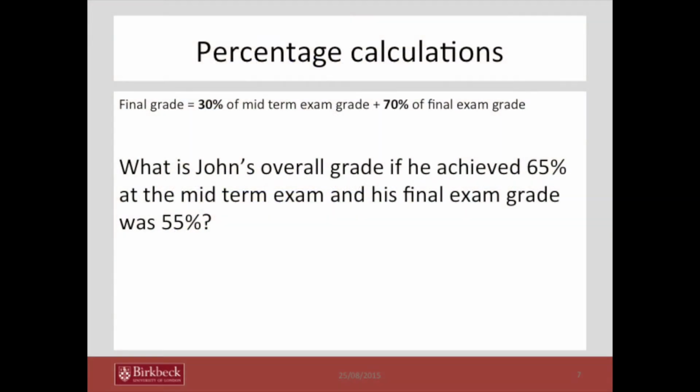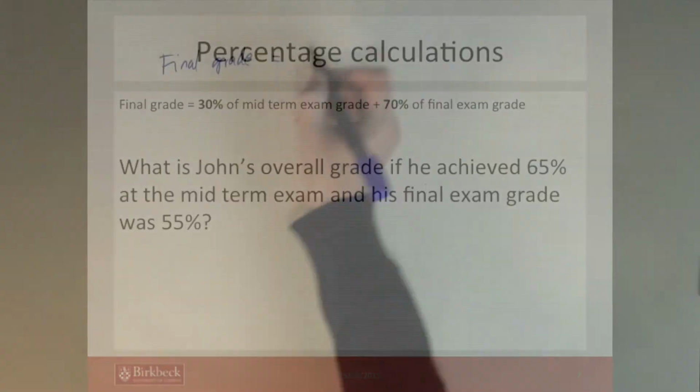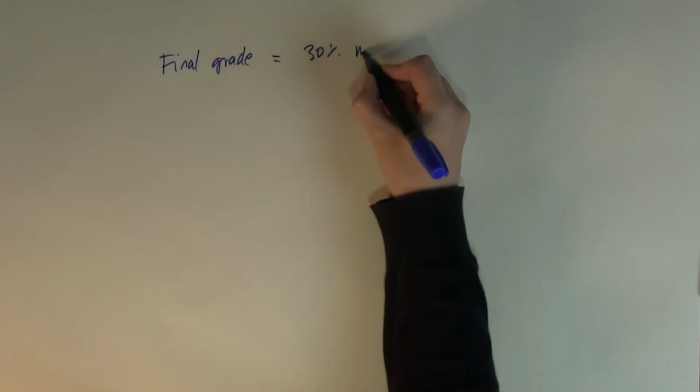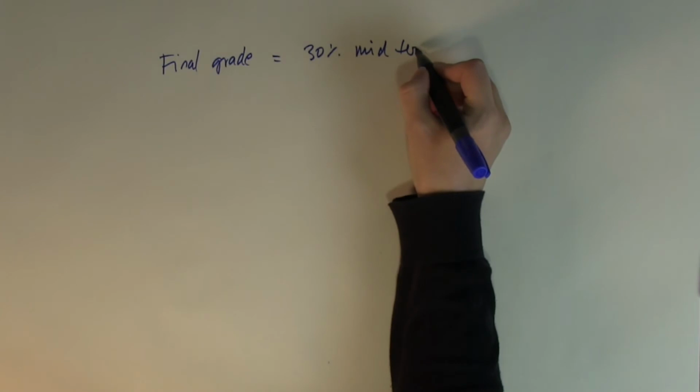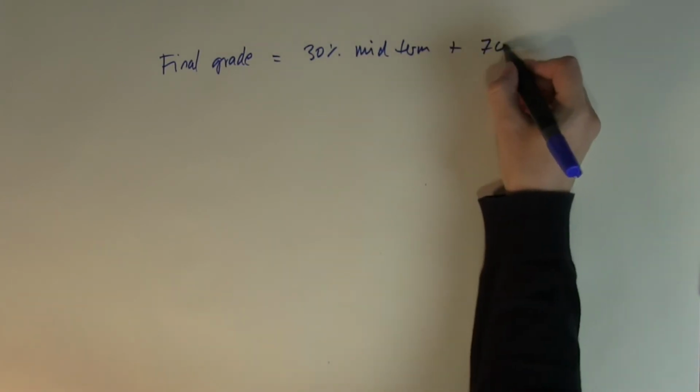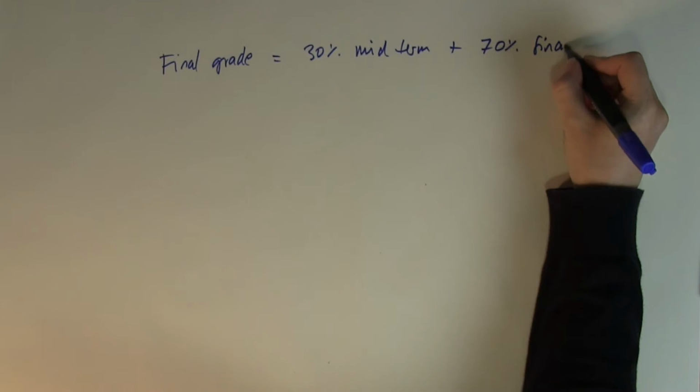Another quite common percentage calculation, which is more useful for your own purposes, it's not necessarily just for economics, is that usually your final grade is given as a percentage combination of a midterm exam or an assignment or a project work and your final exam grade. So, for example, for microeconomics for business, your final grade is 30% of your midterm plus 70% of your final exam.